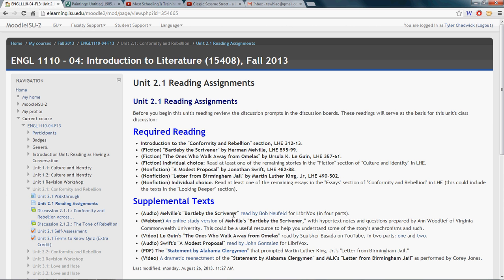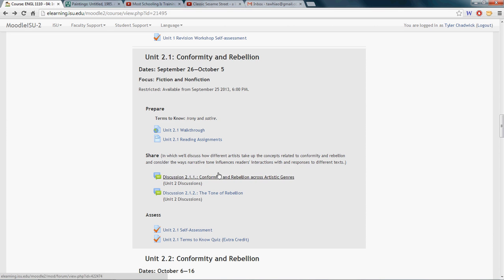We talked in the last unit's discussion about how hearing something read aloud to you, or reading it aloud to yourself, can give you a better understanding of the text. A lot of you have noted that anyway. So keep that in mind as you do the reading for this unit module. The discussions will look at how different artists take up concepts related to conformity and rebellion, and we'll also think about the ways narrative tone influences readers' interactions with and responses to different texts.